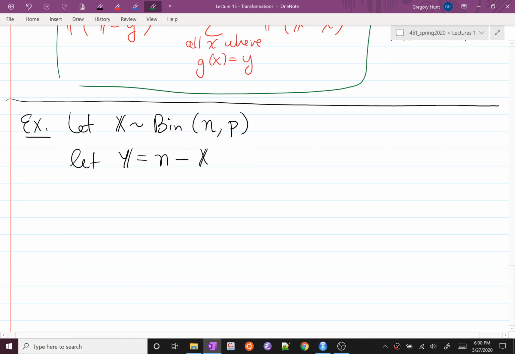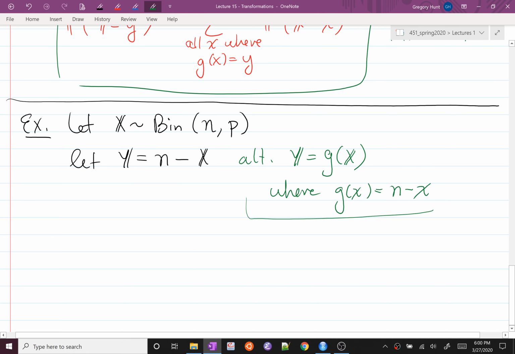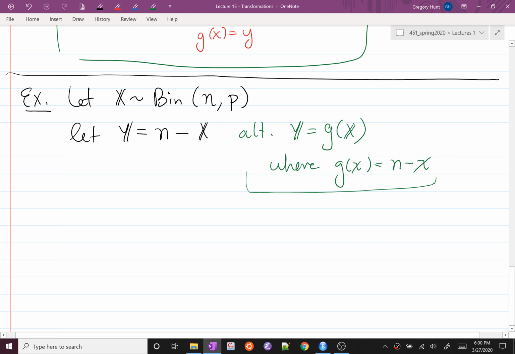Alternatively, you could say y is g of x. And here, g of x is just a function, n minus x. So this is written in the way we talked about it above, but we're just going to take the number of trials and subtract off x. So you can think about this. If x is the number of successes out of n, so x could be 0, 1, 2, 3, all the way up to n, then n minus x is the number of failures. And so y is going to be the number of failures.